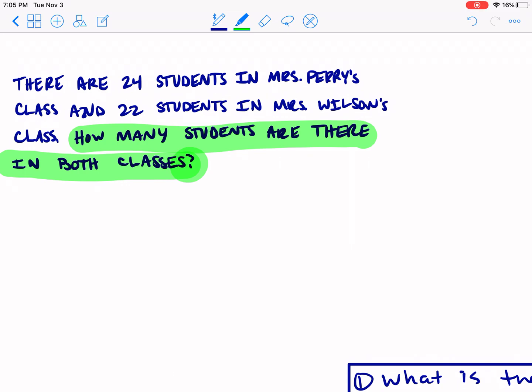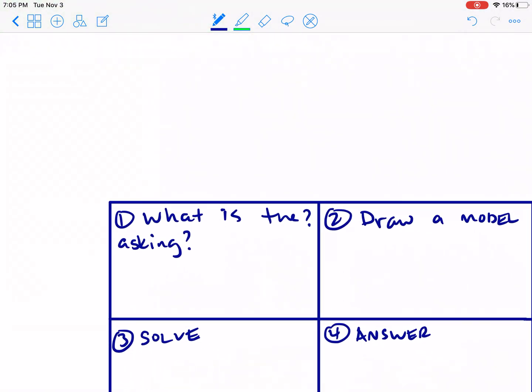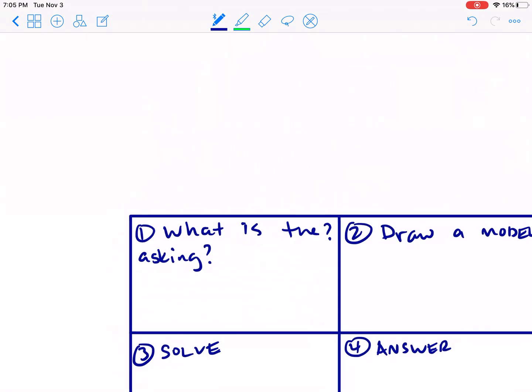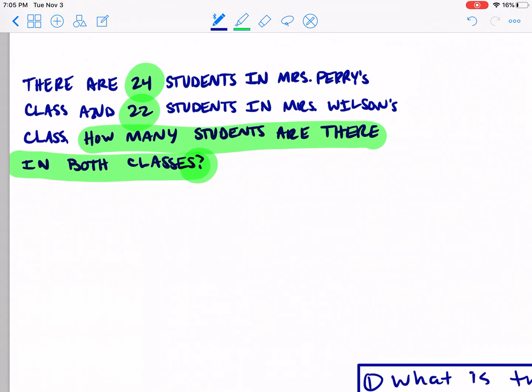So how many students are there in both classes? So that's what we're trying to answer. So let's see what our numbers say. Our numbers say there are 24 students in Miss Perry's class and there are 22 students in Miss Wilson's class. So how many students are there in both classes? So that's step 1. What is the question asking? How many students are there in both classes? So I'm going to draw a model.